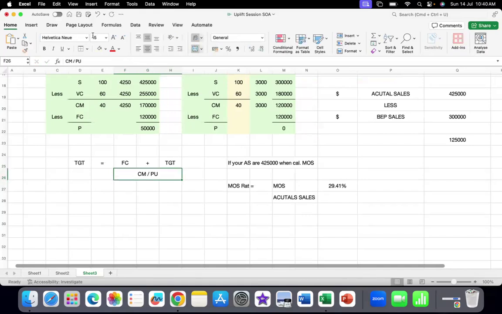So we calculated this for the target profit of 50,000. What if I tell you I don't want the target profit, I want the profit percentage? I have a target profit percentage in my mind, and I want you to tell me what would be my profit amount and the required sales for it.